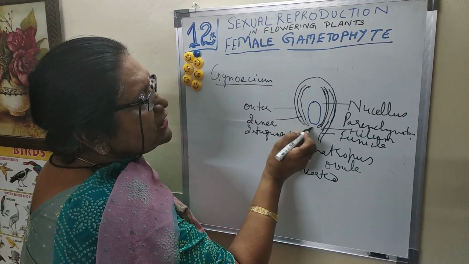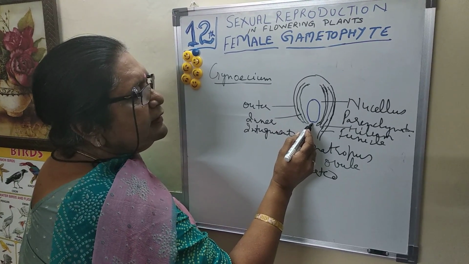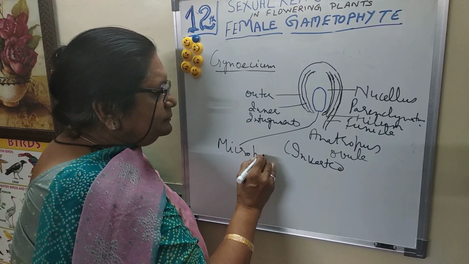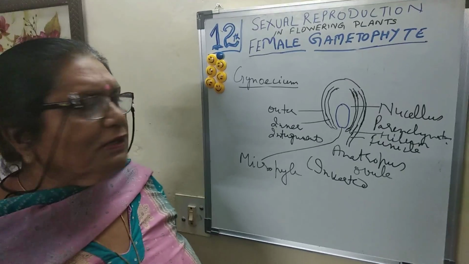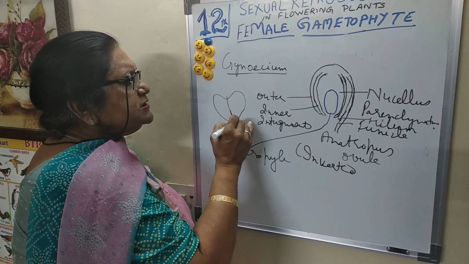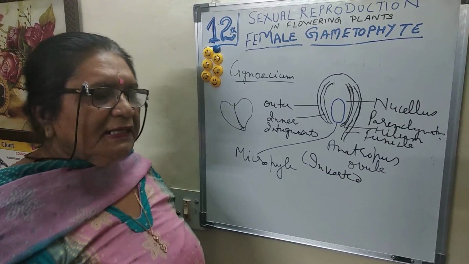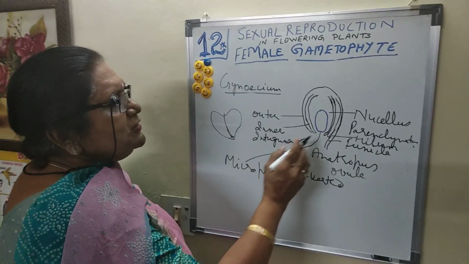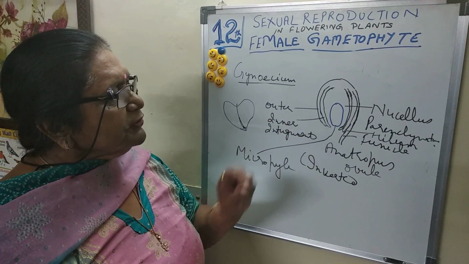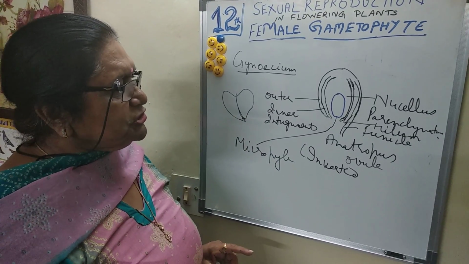The integument structure is complete, but leaves a gap or pore, which is called the micropyle. You can observe this micropyle, for example, in a gram seed, where this black structure is the micropyle. Otherwise the integument is complete, protecting the nucellus, but the gap it leaves is the micropyle, a pore-like structure.